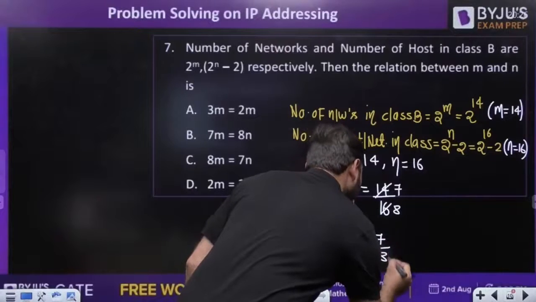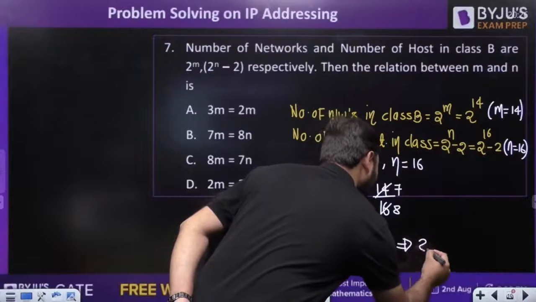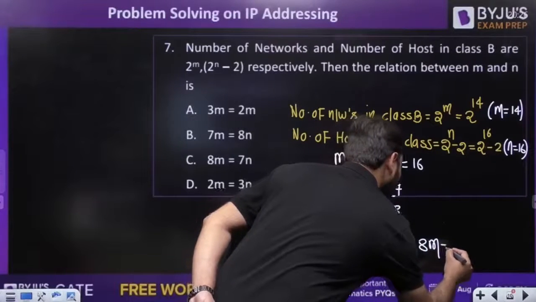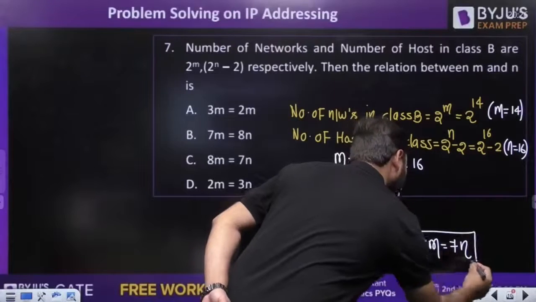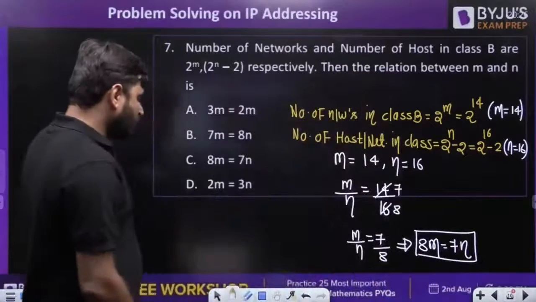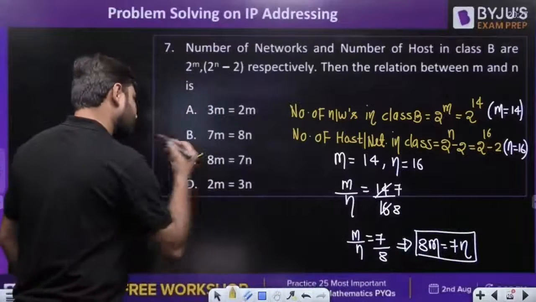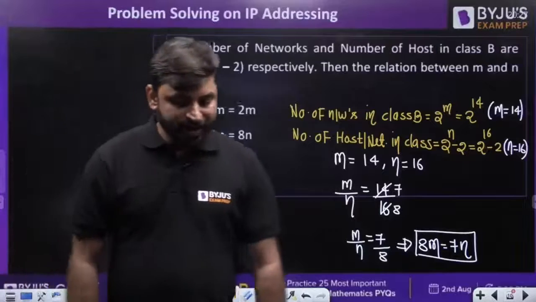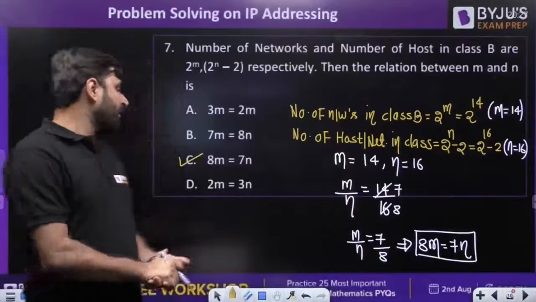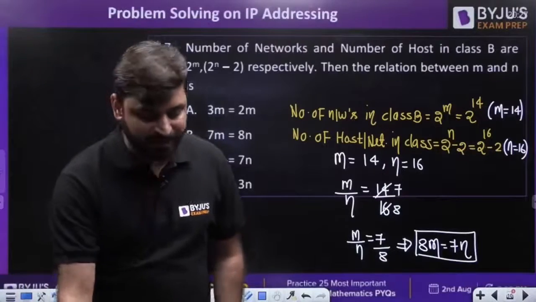So what we can say is that 8m equals 7n. 8m equal to 7n, right? So which of the following is the correct answer, my dear friends? The correct answer for this question will be C. Is it clear to everyone? Question number 7 is clear, so I will move to the next question.